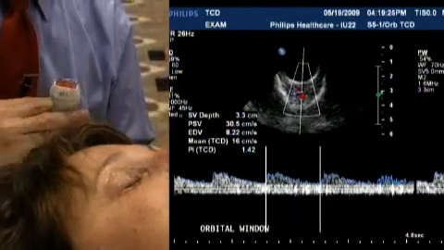We would continue that entire protocol on the opposite side. And that concludes the exam.